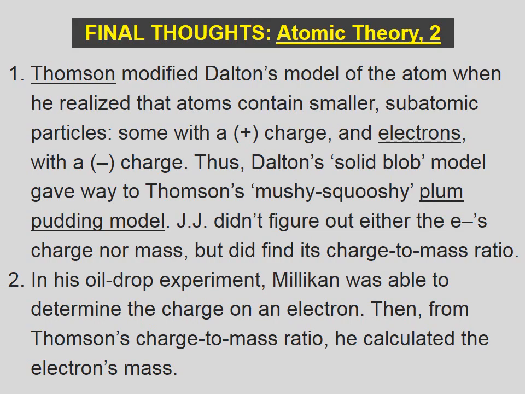Thompson modified Dalton's model of the atom when he realized that atoms contain smaller subatomic particles, some with a positive charge, and electrons with a negative charge. Thus, Dalton's solid blob model gave way to Thompson's mushy squishy plum pudding model. J.J. didn't figure out either the electron's charge nor mass, but did find its charge to mass ratio. And secondly, in his oil drop experiment, Milikin was able to determine the charge on an electron. Then, from Thompson's charge to mass ratio, he calculated the electron's mass.